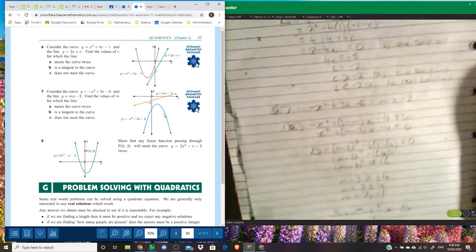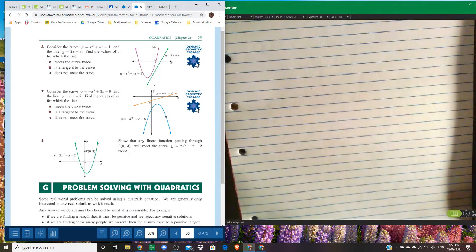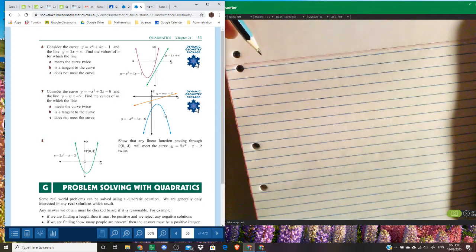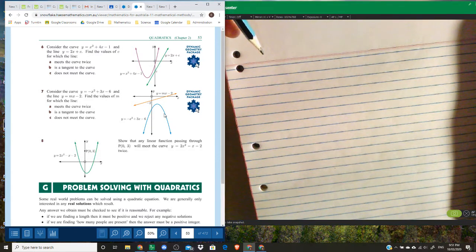Okay, very last question. Now it's time for question 8. Let's move on with that one. Show that any linear function passing through that will meet the curve of that twice. All right.